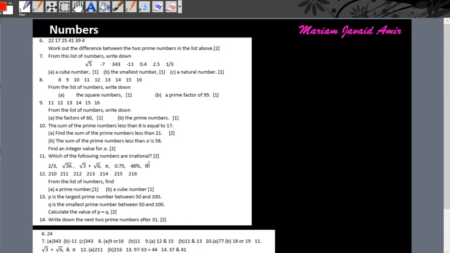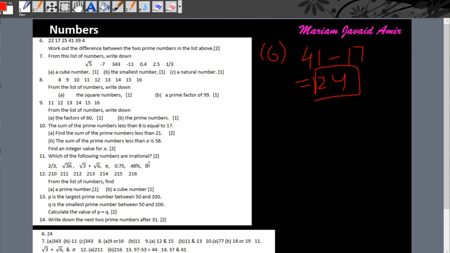Question number 6, which is work out the difference between the two prime numbers in the list above. Alright, so which are the prime numbers in this list? 22 is not a prime number, 17 is a prime number, and 39 is not a prime number because 3 plus 9 is 12, which is divisible by 3, so I believe 41 and 17 are the two prime numbers. So 41 minus 17 gives us 24, which is the answer for question 6.